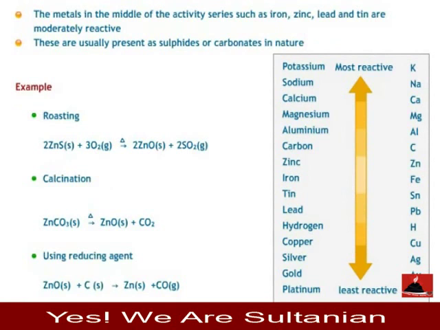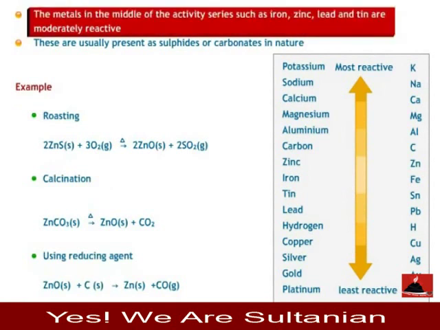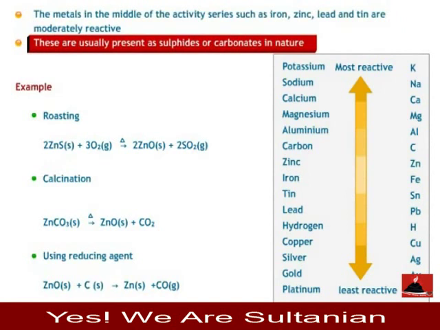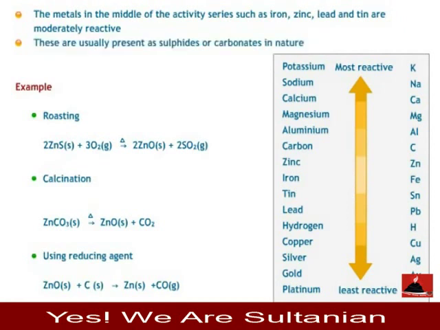Extracting metals in the middle of the activity series. The metals in the middle of the activity series, such as iron, zinc, lead, and tin, are moderately reactive. These are usually present as sulfides or carbonates in nature. The sulfide ores are converted into oxides by heating strongly in the presence of excess air. This process is known as roasting.